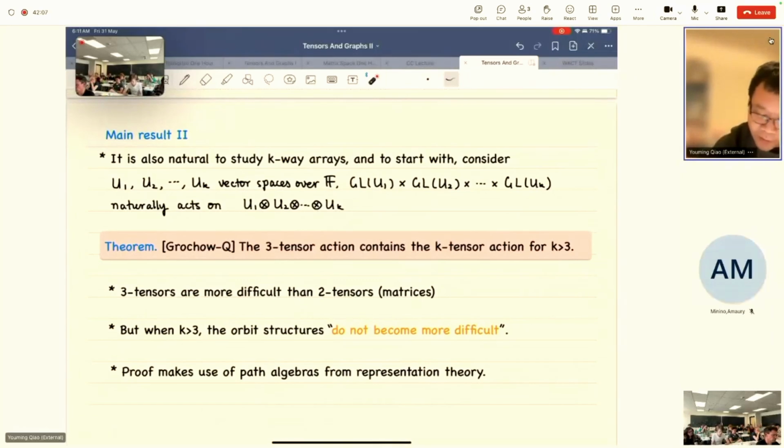So just to recap, we see that 3-tensors are more difficult than 2-tensors, right? For 2-tensors, they are just matrices. But when k is larger than 3, the orbit structures do not become more difficult. So this is a good thing for us if you just care about worst-case complexity. Now you just need to have 3-tensors, which you can still draw because you have a 3-dimensional space, so we can still draw it and reason about it.